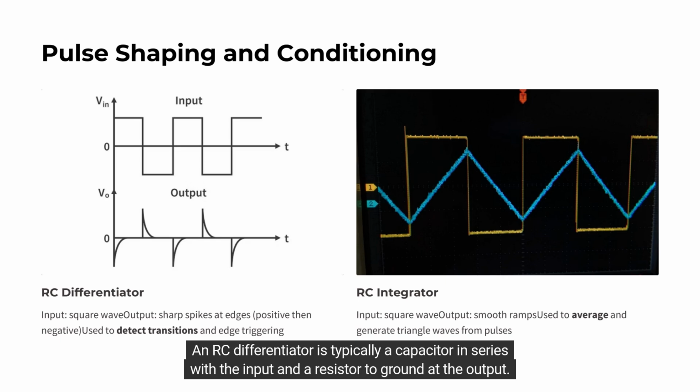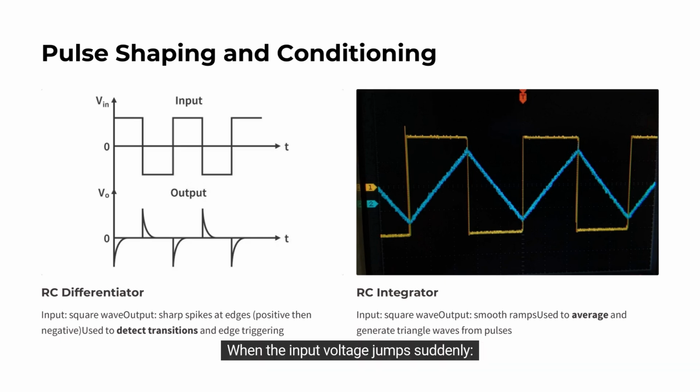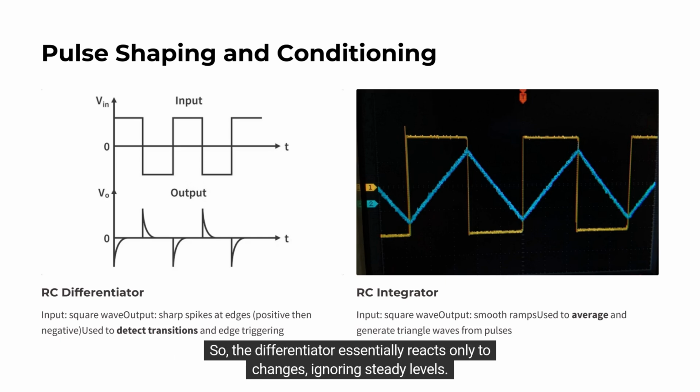An RC differentiator is typically a capacitor in series with the input and a resistor to ground at the output. The capacitor passes changing voltages but blocks steady-state DC after charging. When the input voltage jumps suddenly, the capacitor doesn't allow an immediate change in voltage across it. A large charging current flows briefly through R, creating a sharp voltage spike. Once the capacitor charges to the new voltage, current stops and output returns to 0. So the differentiator essentially reacts only to changes, ignoring steady levels.